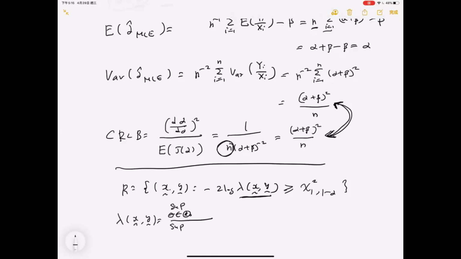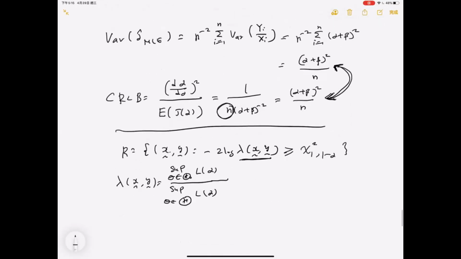Then supremum based on overall space. Right now you only have alpha, right? Because beta is a known quantity, right? Yeah, I think so. So that means this guy right here. Oh, maybe I mean still right. So let me see.